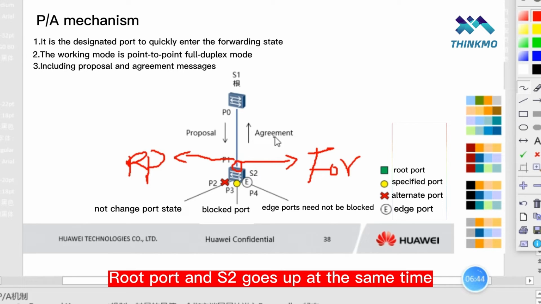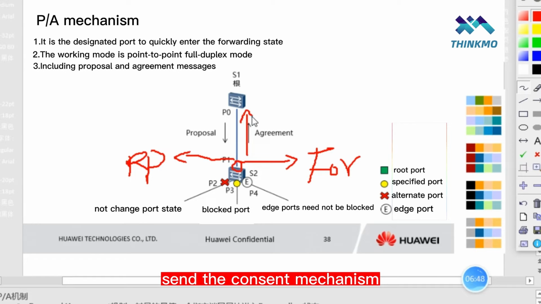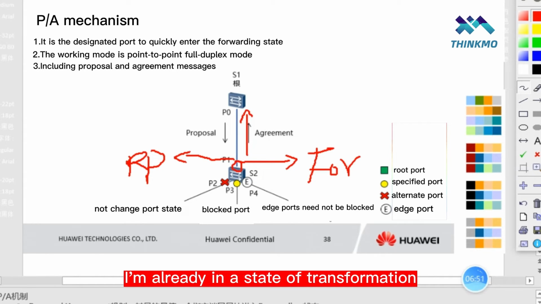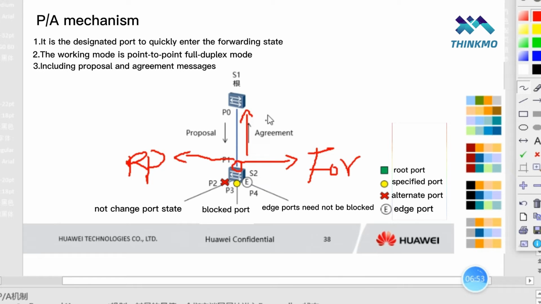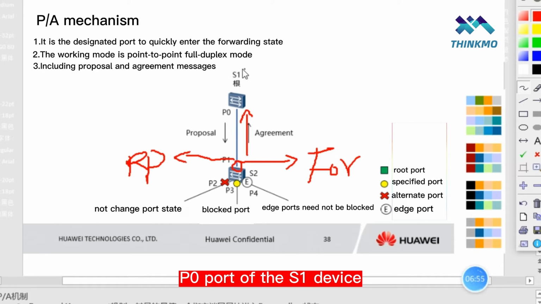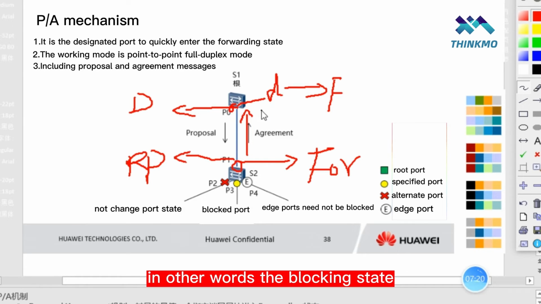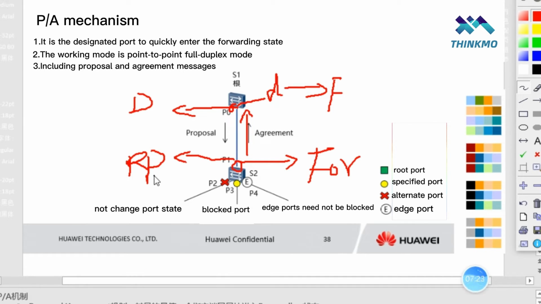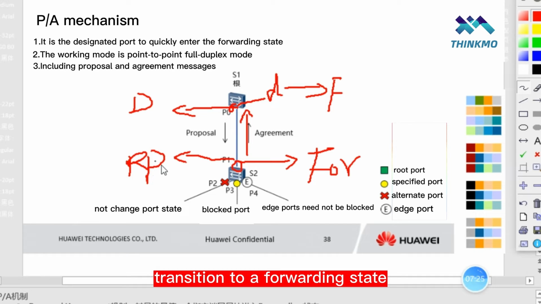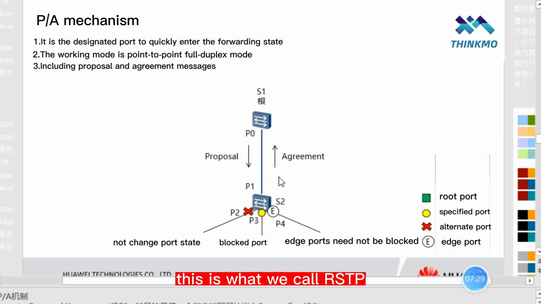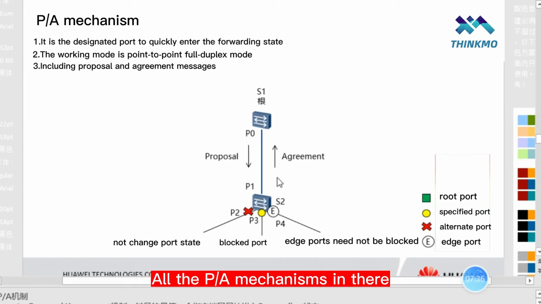Root port. And S2 sends the agreement upstream at the same time, saying it is already in a state of transformation. Only at this point does the P0 port of the S1 device, which is in the discarding state, in other words the blocking state, transition to a forwarding state. This completes the negotiation mechanism. This is what we call RSTP, and it's also in MSTP, all the PA mechanisms in there.